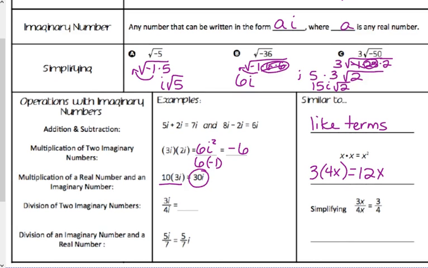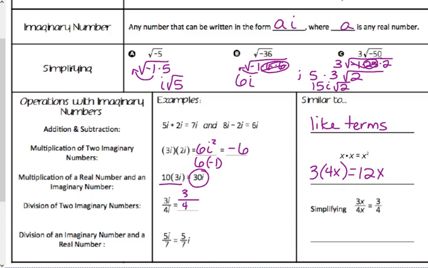Okay, so now how about if we divide two imaginary numbers? We have 3i over 4i. So 3 over 4 does not simplify. We're just going to keep it as 3 over 4. And i divided by i, anything divided by itself is 1, so we don't need to write anything. 3i over 4i is 3 over 4, just like when 3x over 4x is 3 over 4.